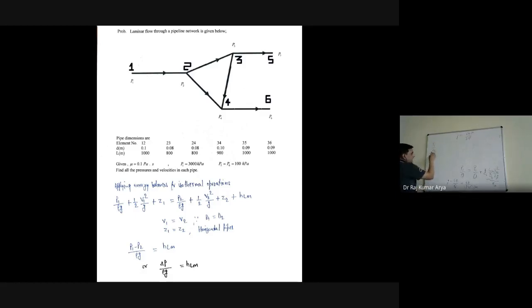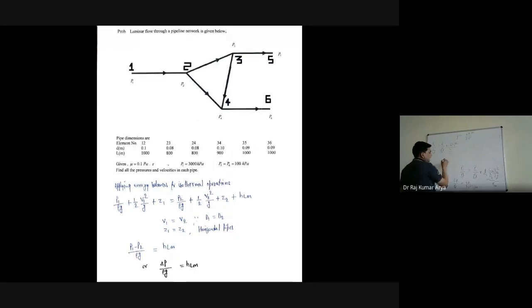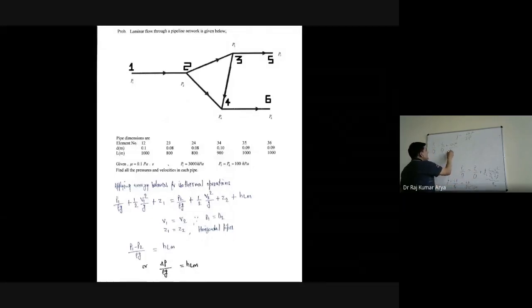You have P1 upon rho g, P2 upon rho g, and your friction factor from here is 64 mu upon d. Since you are writing for pipe 1, 2, you have d 1, 2, velocity 1, 2, and rho. So this is your F. You just write D for the diameter of pipe 1, 2, D 1, 2, and velocity of pipe 1, 2, so you write V 1, 2 only. Now here you have this much part again.